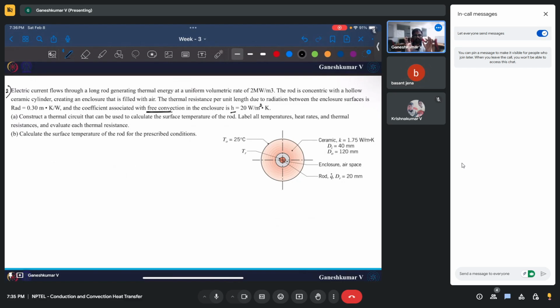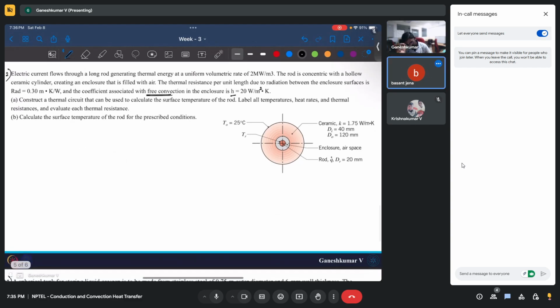So both modes of heat transfer are present. One is radiation, which doesn't matter whether air is there or not. Another is convection. Both are there actually. All right. So if that is clear, let's draw the circuit. How will it be? Let me maybe draw it a little bigger here.